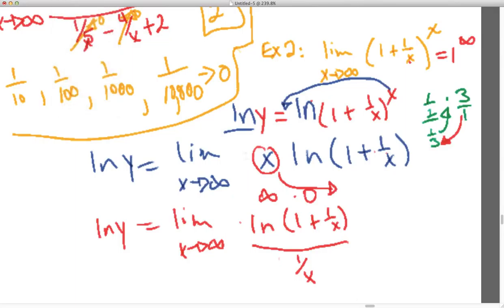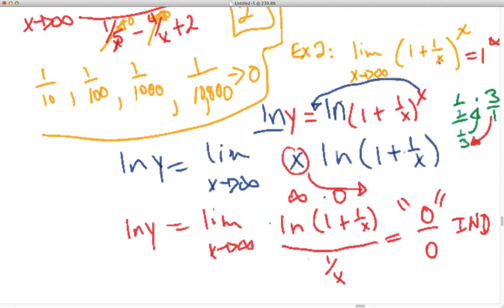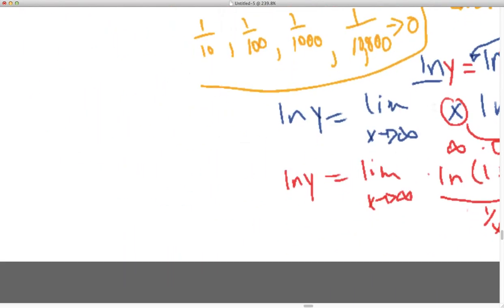And when I plug in here, I get 1 over infinity is 0, natural log of 1 is 0, and then on the bottom I get 0, because it's 1 over infinity. That's an indeterminate. And it's the indeterminate that allows me to do L'Hopital's rule, even though I'm out of space. So I'm going to go over here and try to finish that problem.